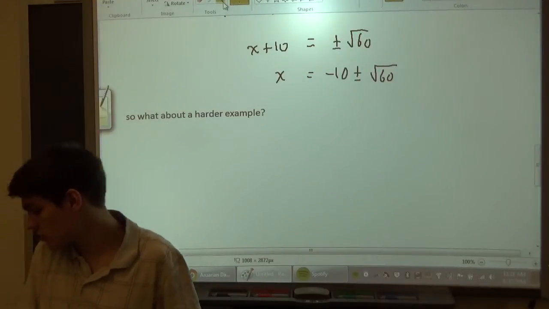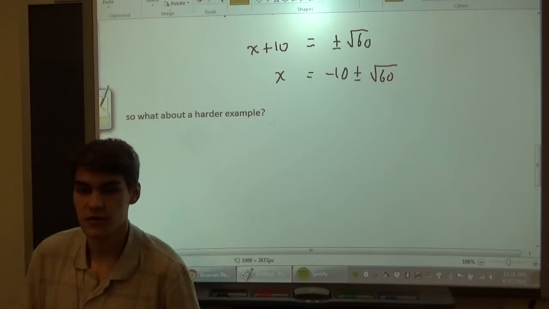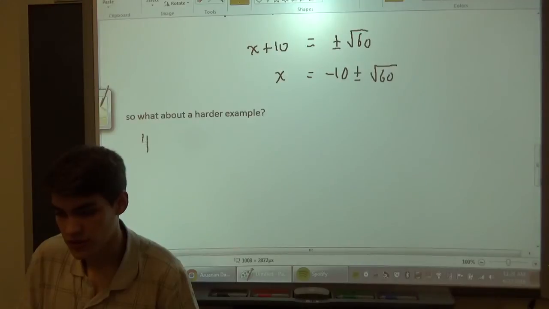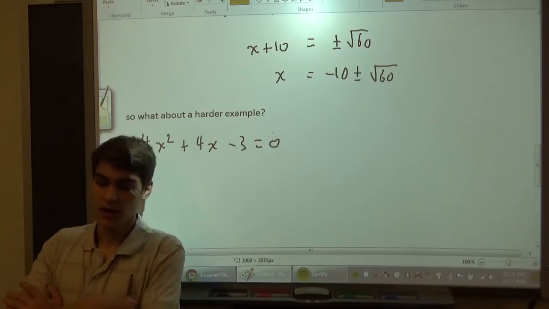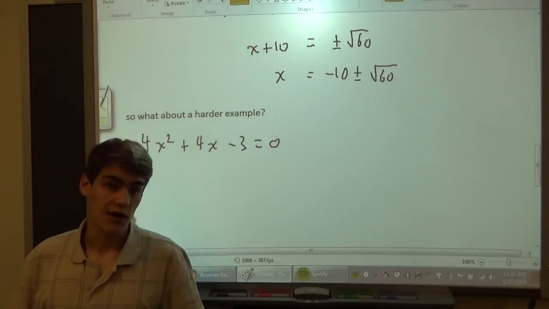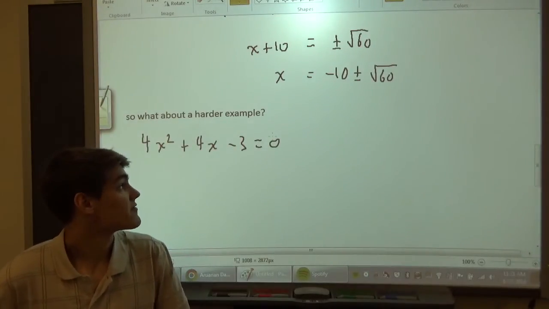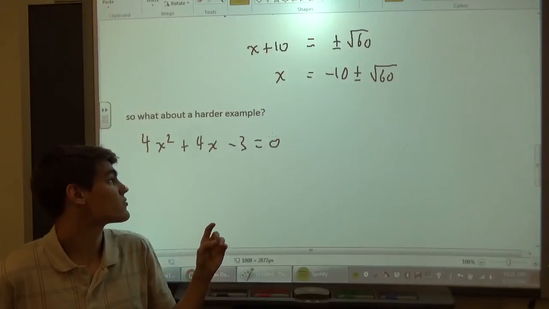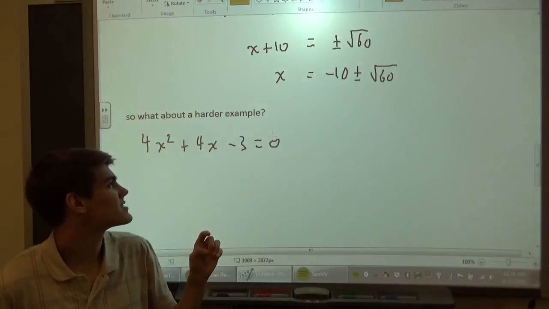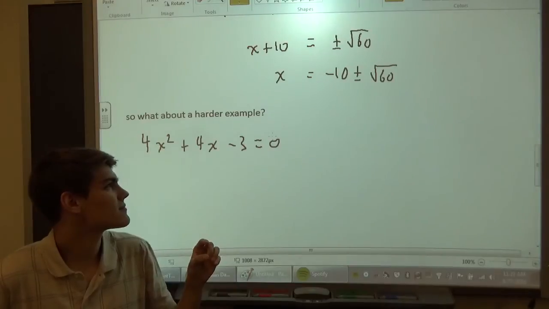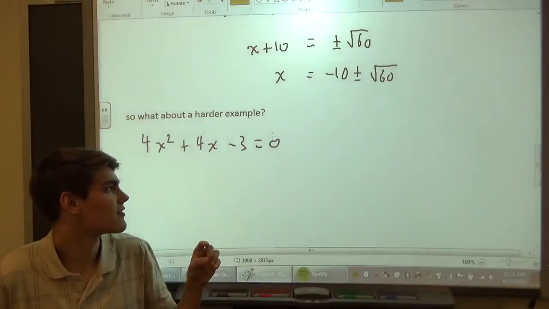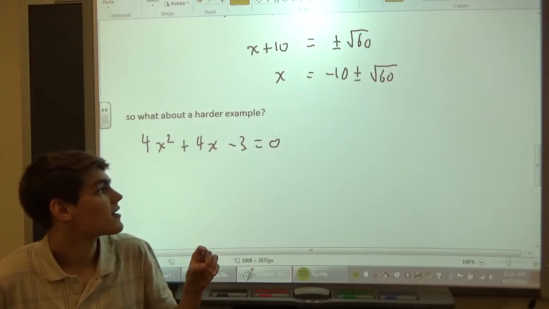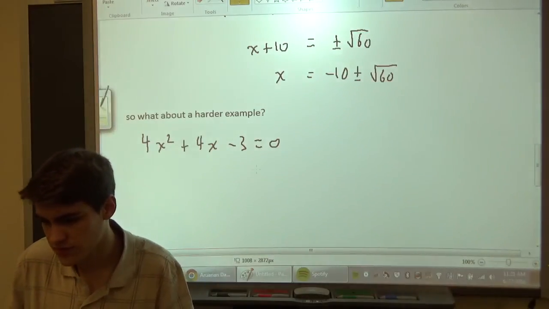So an example of a slightly more difficult binomial to solve would be 4x squared plus 4x minus 3 is equal to 0. So this one's pretty wonky, right? Like you can't solve this by factoring. For sure, like what's equal to negative 12 and adds to give 4, negative 6 and 2, I guess, but we'll use completing the square.